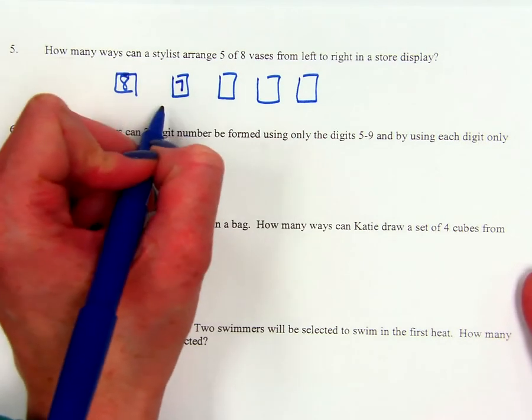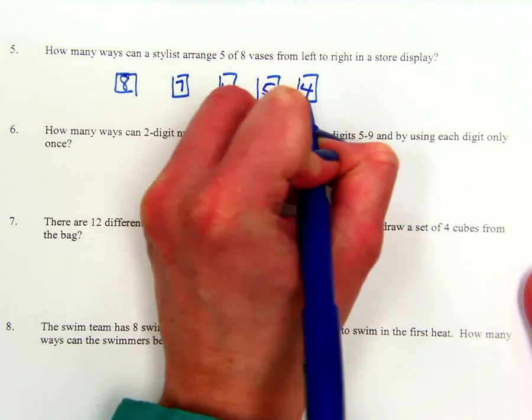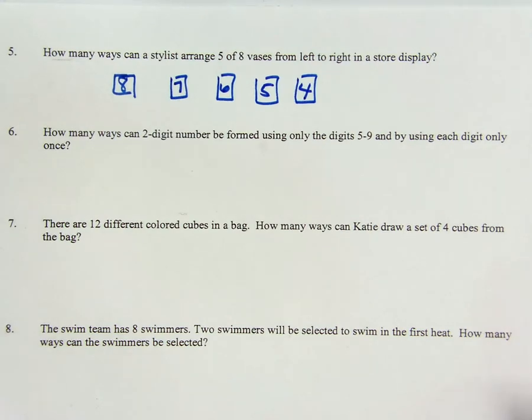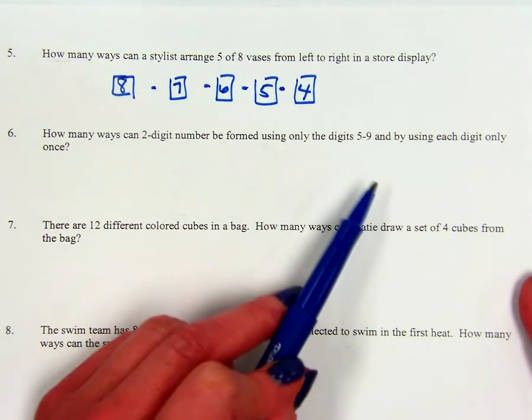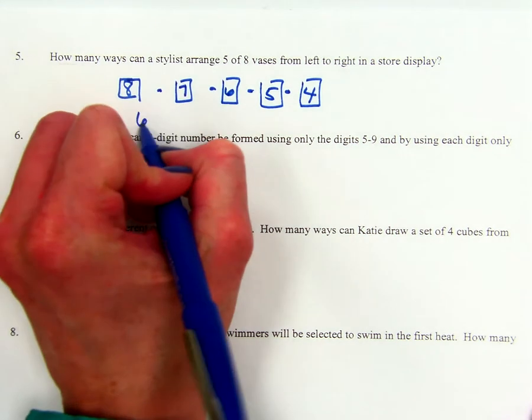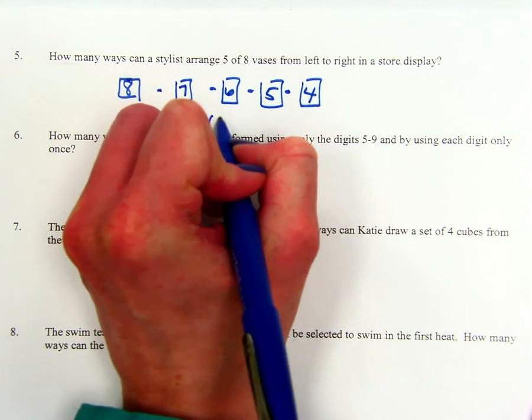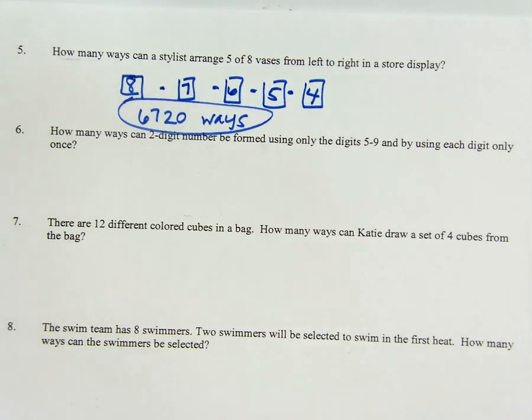Now you have 2 vases displayed, so you're going to drop down again to 6, down to 5, and then again down to 4. So again, very similar to all the ones that we've done up to this point. We're going to just multiply all of those numbers together, and we're going to end up with 6,720 ways to display those vases.